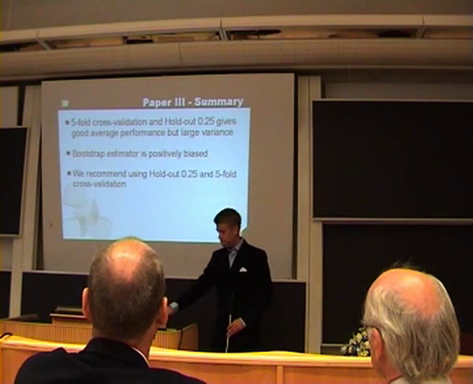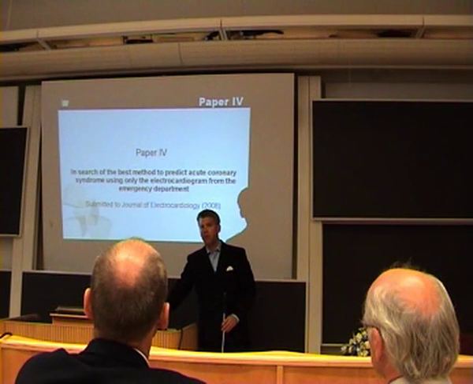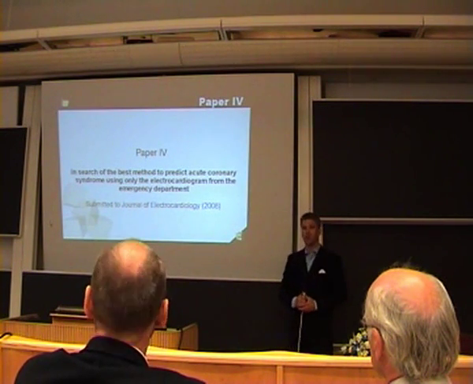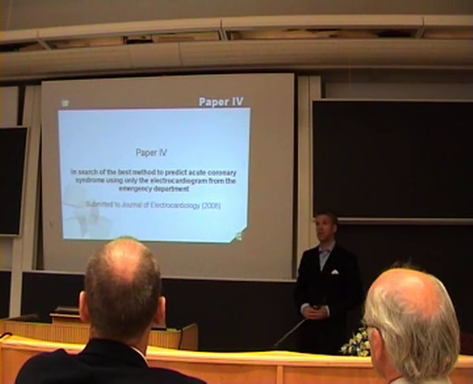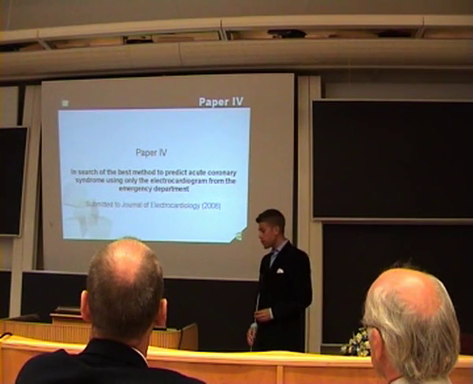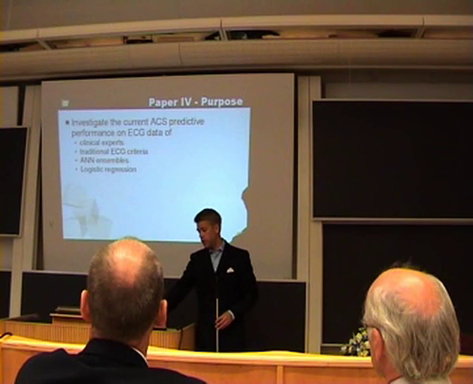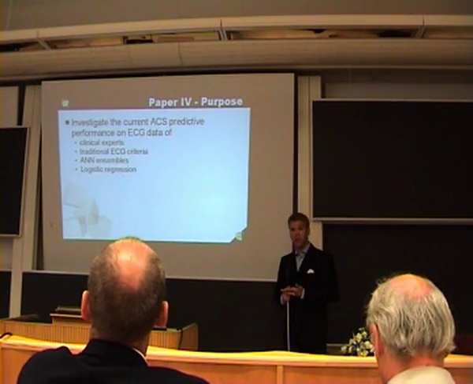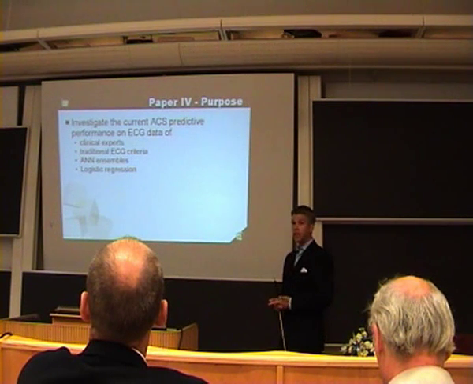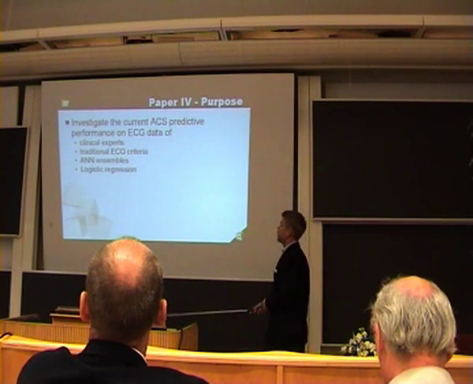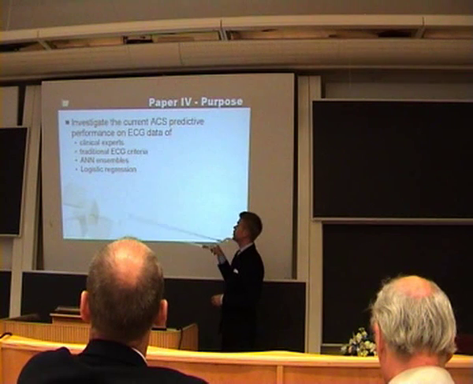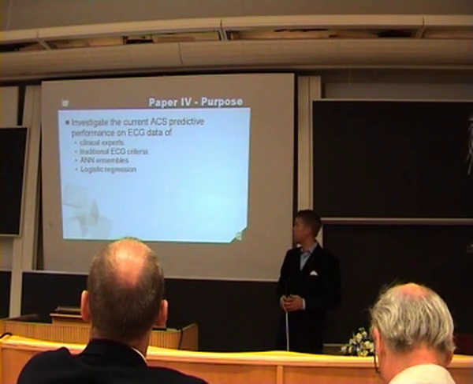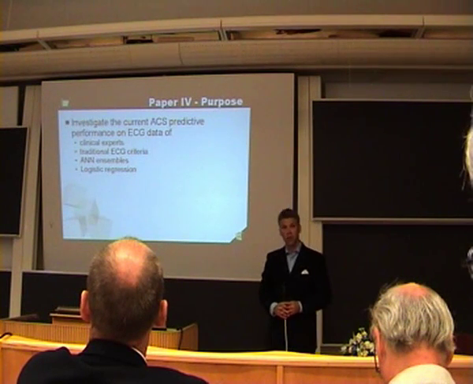In paper 4, we wanted to check, what's the best way to predict acute coronary syndrome? Or rather, who is the best at predicting acute coronary syndromes? And we had 4 different evaluators here. We had clinical experts, 2 well-trained clinical experts that do this on a daily basis. And we had the traditional ECG criteria, and we had ANN ensembles, and the standard statistical logistic regression model.